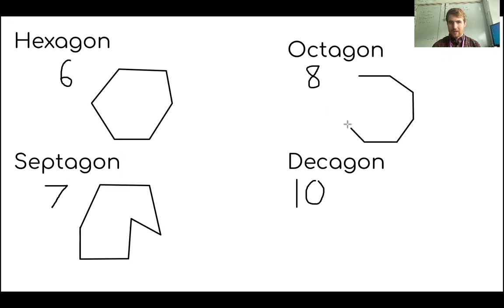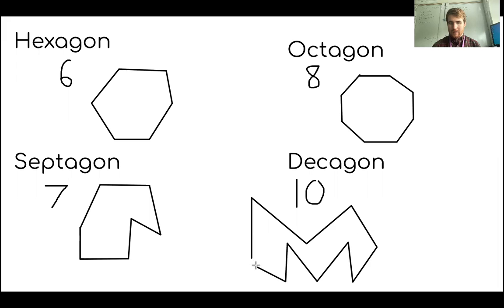I'll try and draw something that looks like a stop sign, 8 sides, and decagon, again, 10 sides. So 1, 2, 3, 4, 5, 6, 7, 8, 9, 10. That is a decagon. It has 10 sides. So those are a bunch of polygons. You should have these all in your notes. You don't need to memorize them, but you do need to be able to look in your notes and find the name of any of these.